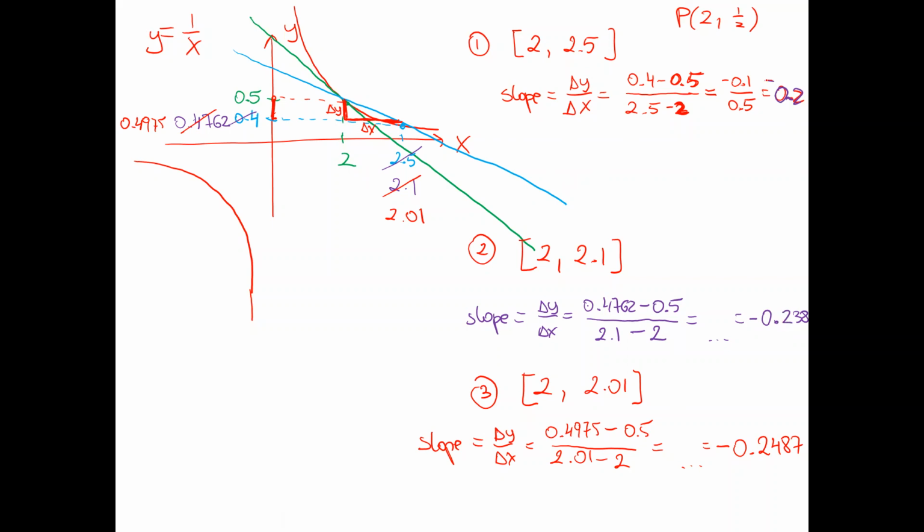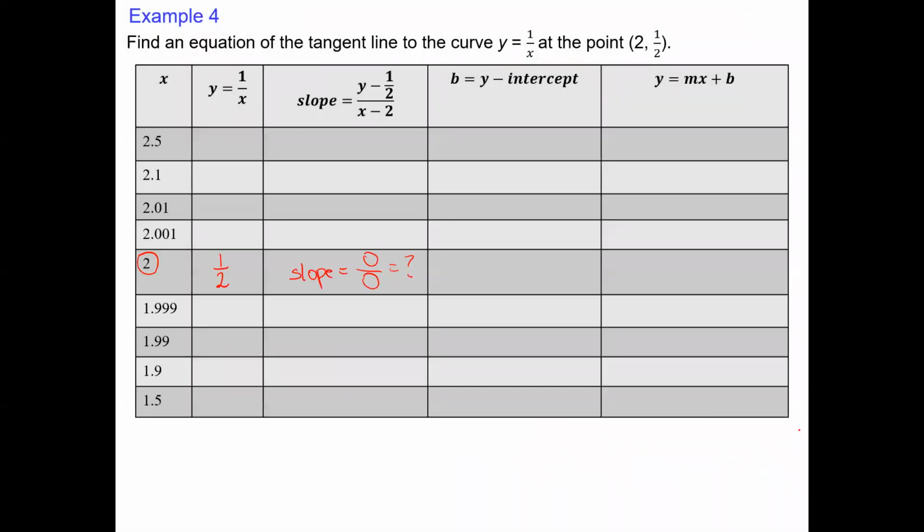And we may figure out -0.2, -0.238, -0.2487. We may guess -0.25. But let me put these values, okay? I will copy these values. Let's get back to the table.